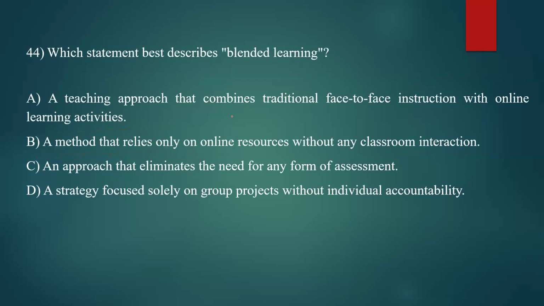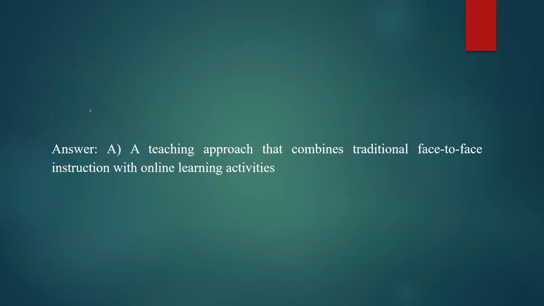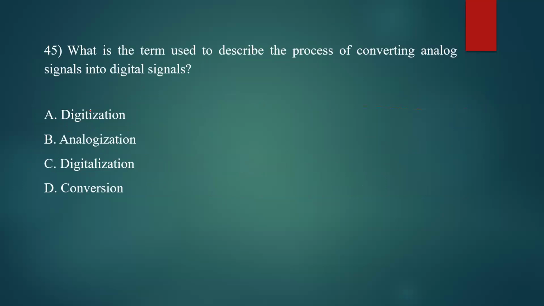Then 44, blended learning. Option A. Blended means combining the traditional learning system along with the online education system, combining both, traditional plus new. So that's the first one, a teaching approach combining traditional face-to-face instruction with online learning activities.